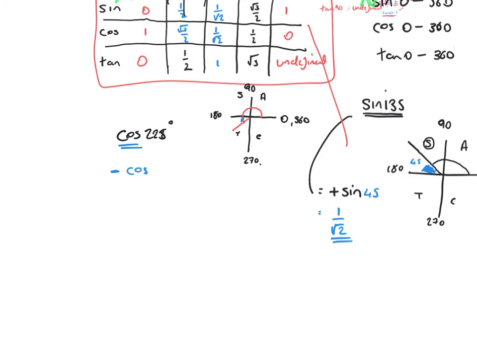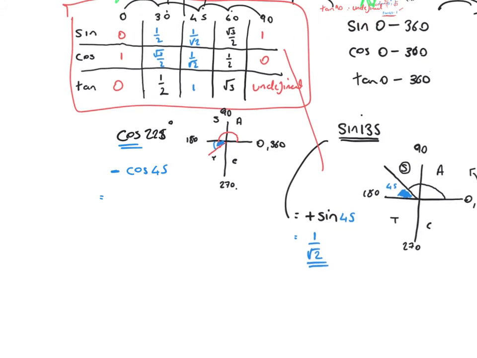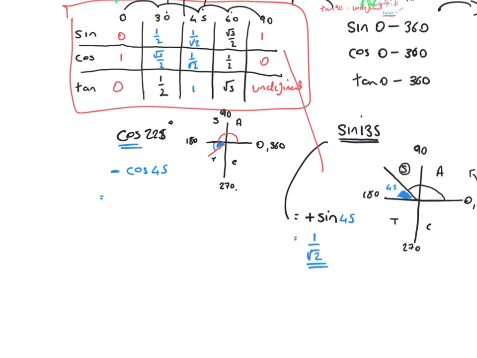Now what's this small angle in here? Well, we've moved from 180 to 225. That's 45 degrees, minus cos 45. Go up to your diagram. There it is there. So cos 45 is 1 over root 2, so minus cos 45 must be then minus 1 over root 2.